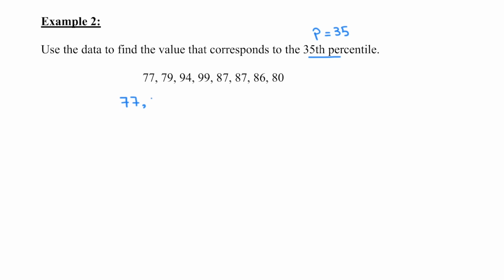So let's write 77, 79, 80, 86, 87, another 87, 94 and 99. As we can see here, N is equal to 8, which is the total number of data values in this data set. We need to apply the formula, so let's write the formula.